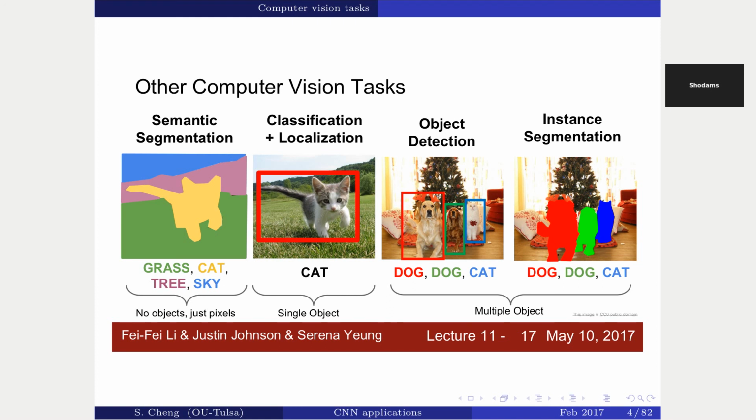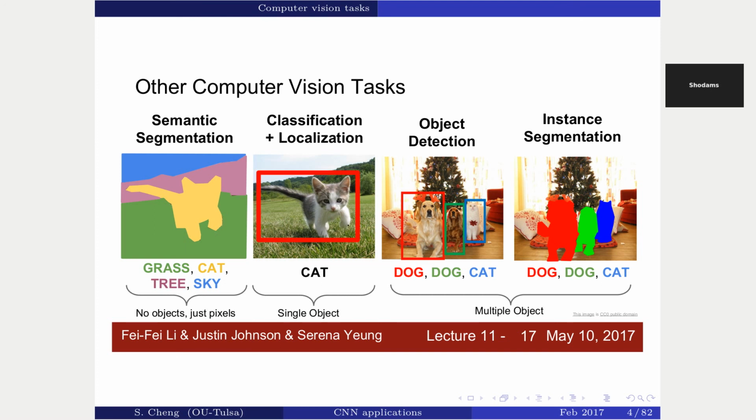So we can have detection. Classification alone just classifies something. I classify a cat here, and I only have one salient object of interest in the scene. I want to localize that, so let's say I have a bounding box for this cat.